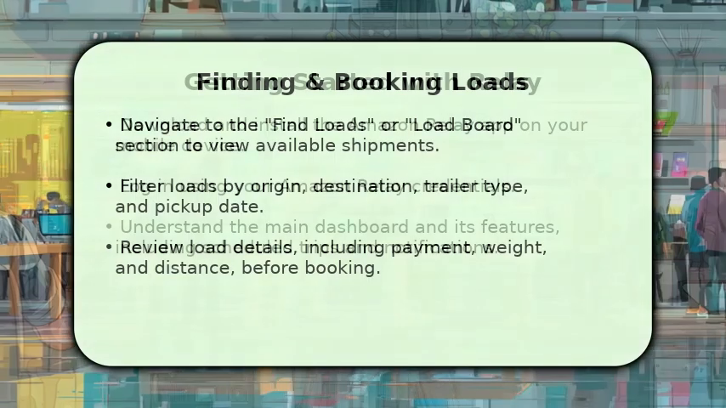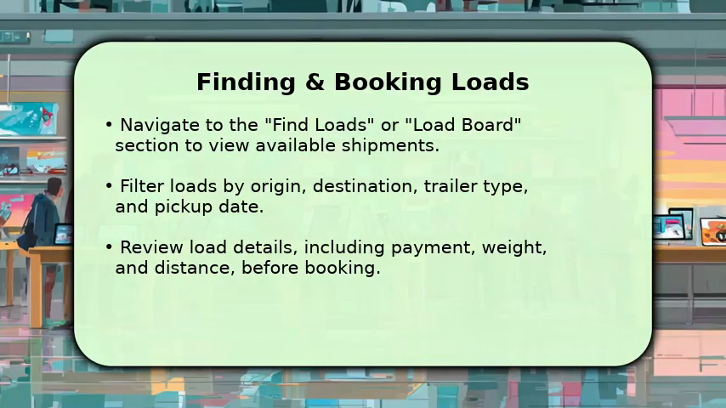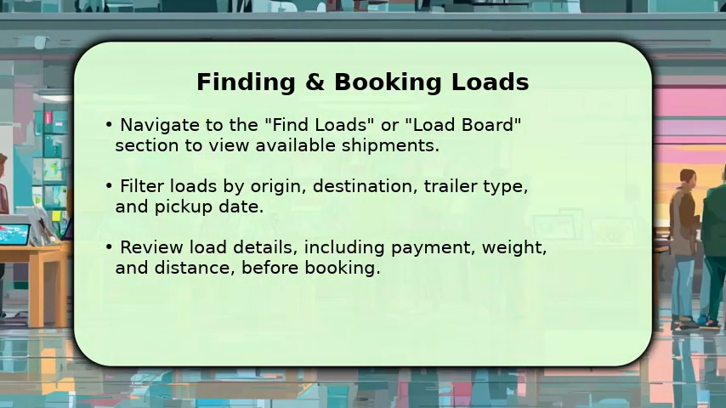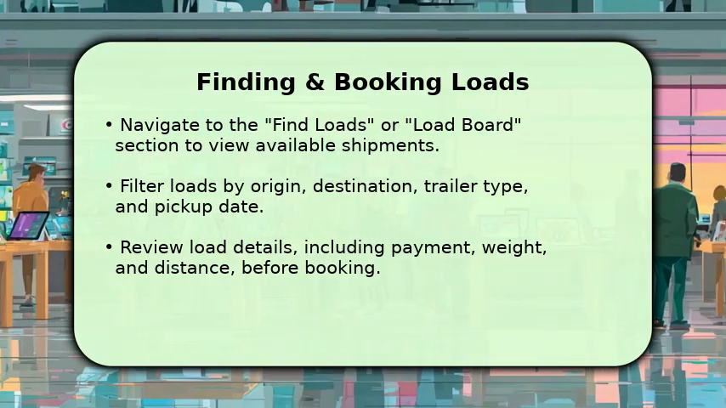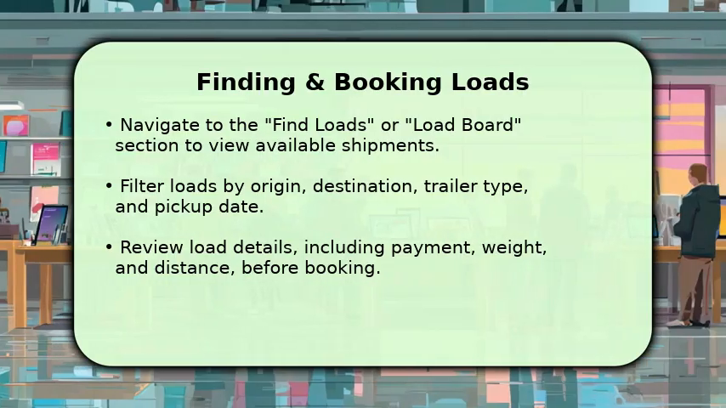To find work, tap on the load board or find load section. Here, you can filter available shipments by criteria like origin, destination, and trailer type, such as a 53-foot dry van or a box truck.